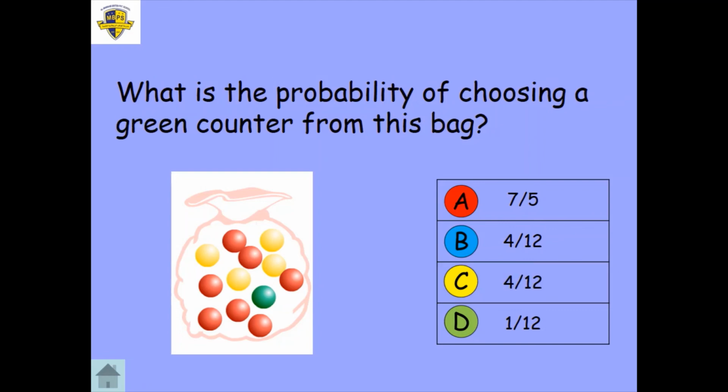Another one, who wants to answer this? What is the probability of choosing a green counter from this bag? What is my favorable? Yes, 1, green. And what is the total? 12. So what is the answer? Yes, it's D, 1 out of 12.